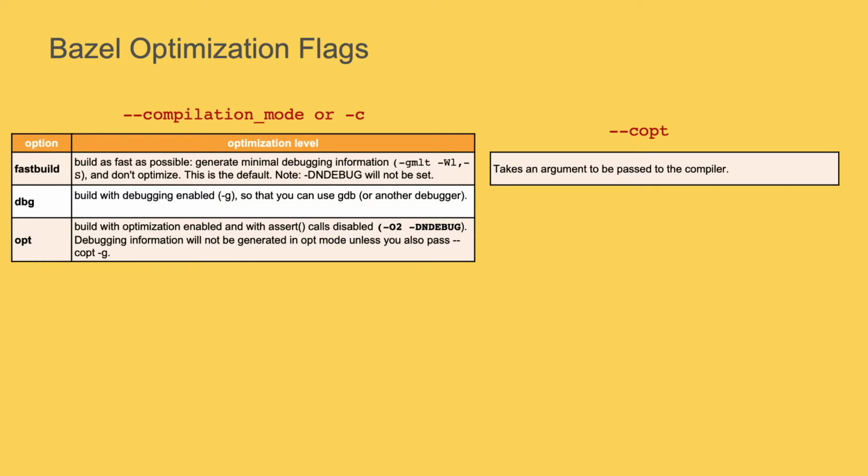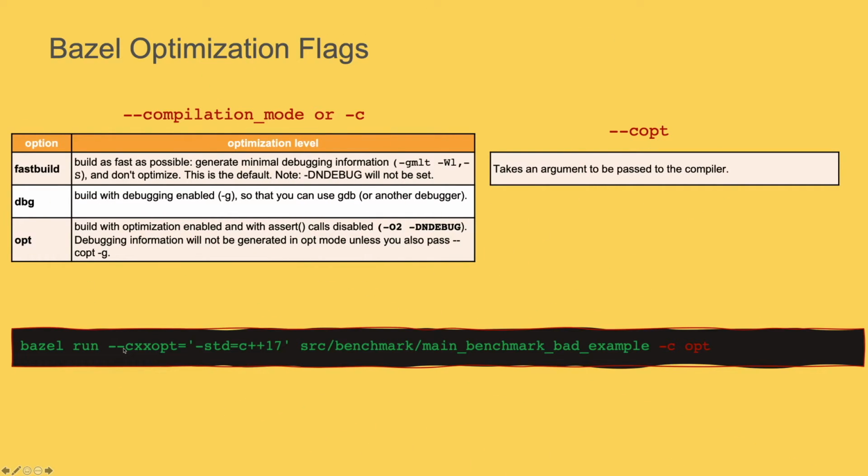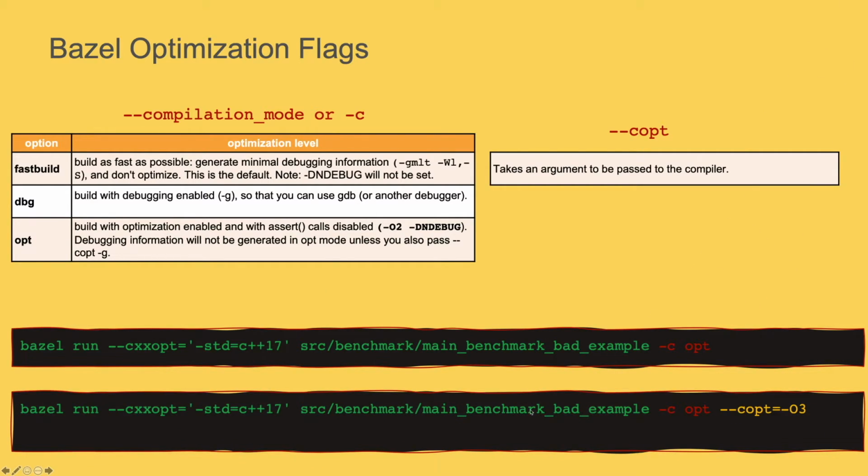Now, if you want to specify the exact flag that goes to GCC, you can use the --copt flag for Bazel. So basically what I'm saying is that we use Bazel run, and then we gave it this -c opt, which is equivalent to -O2. But if I wanted to go to -O3, then I could use --copt equals -O3. This means give whatever I put here to GCC.